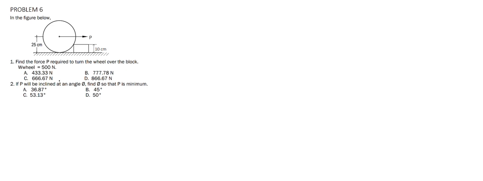So for this problem, we are tasked to find the force P required to turn the wheel over the block, given that the weight of the wheel is 500 newtons. And if P will be inclined at an angle phi, find phi so that P is minimum. So to solve the first problem, let's draw a free body diagram of the wheel.